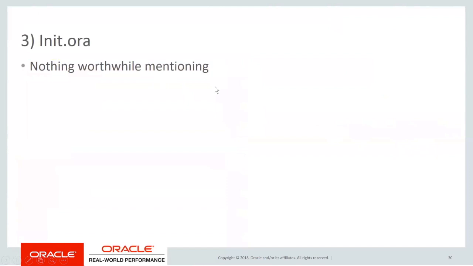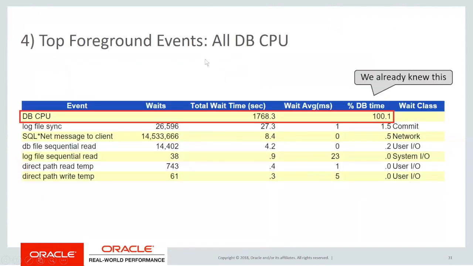Init.ora in this case had nothing worthwhile mentioning, so I'm going to skip that. And now we're going to the foreground events. Now remember the question that we got. So the foreground events show us, again, something that we already knew because the load profile gave us that information: that all DB time was DB CPU. 100% of the DB time was DB CPU.